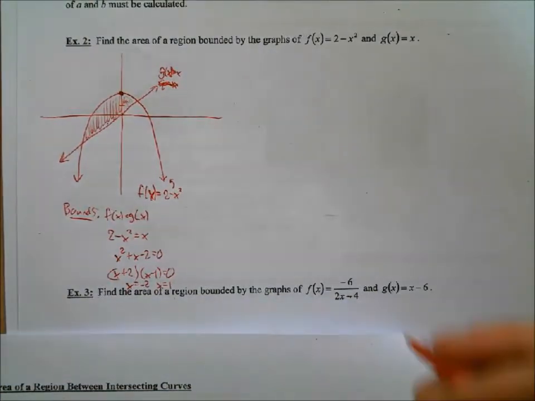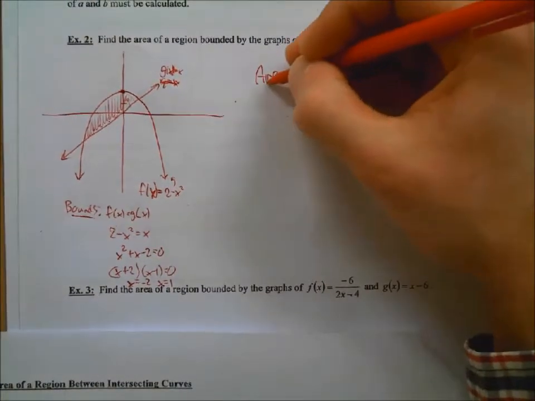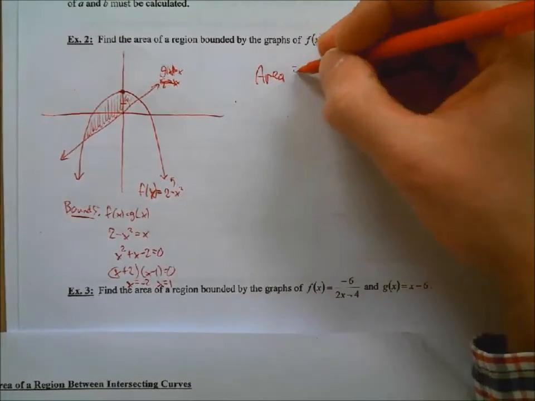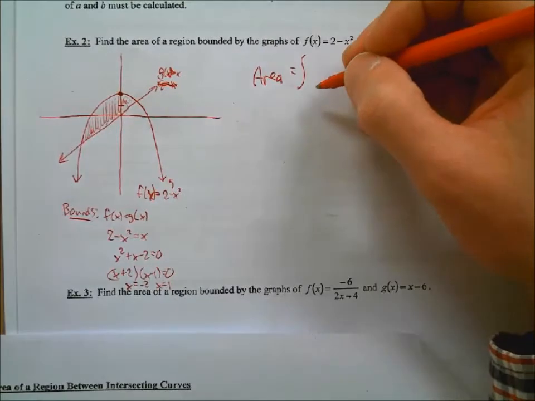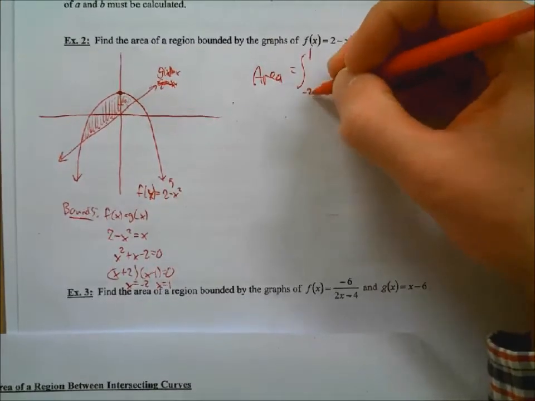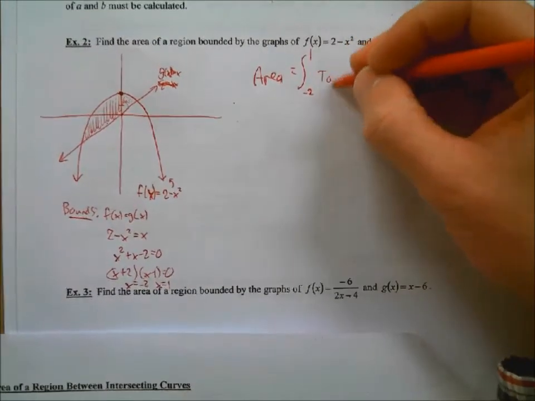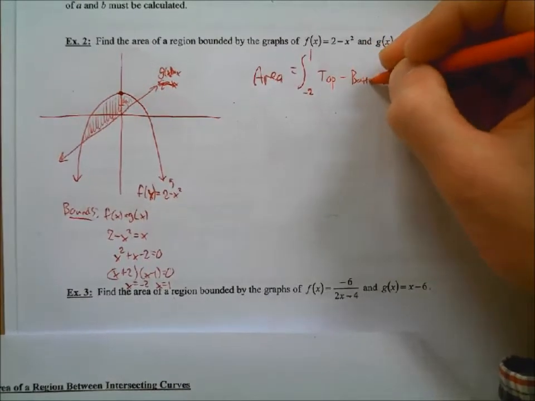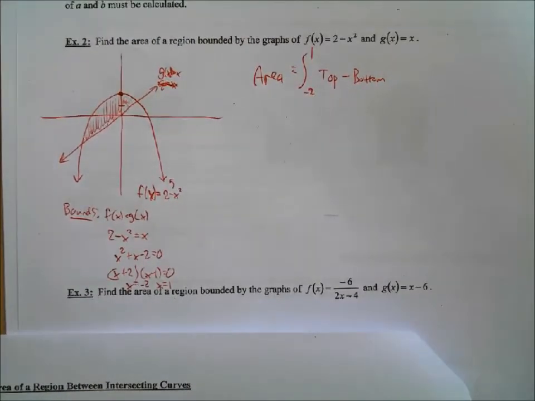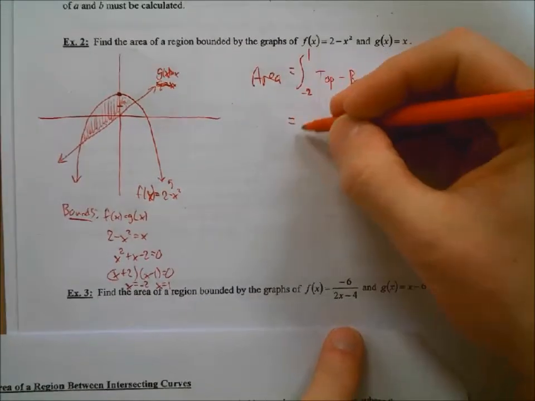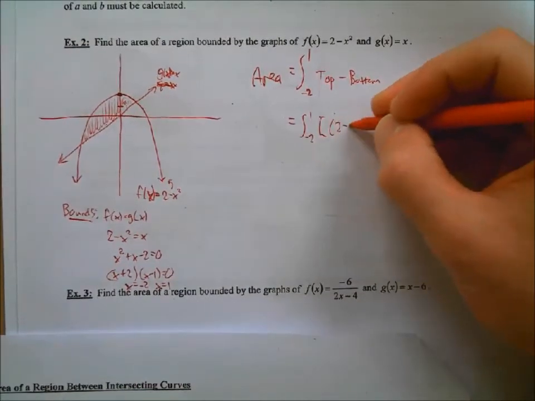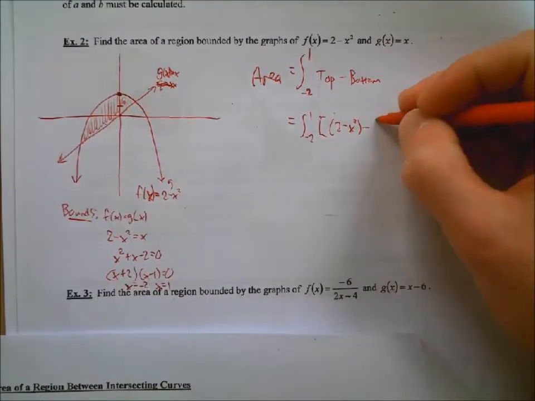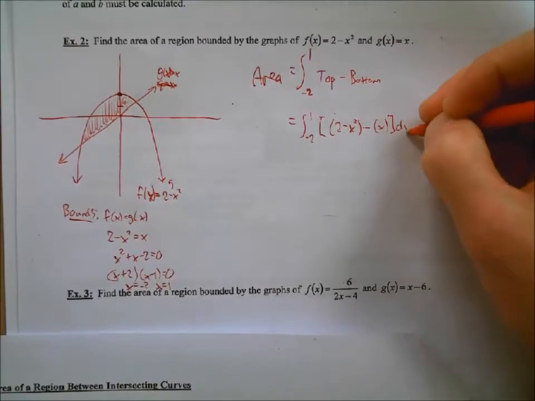So then to find the area of this region, we're going to be integrating from what to what? Negative 2 to 1. And then we need to do the top minus the bottom curve. Now it's clear because we have the graph which curve is on top. Which curve is on top here? Yeah, the parabola. So it'll be from negative 2 to 1 of the quantity 2 minus x squared minus x dx.